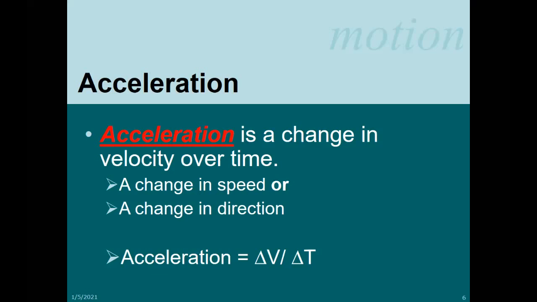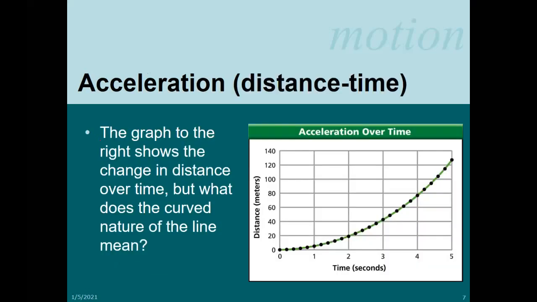Okay, so let's take a quick look at acceleration in terms of a distance time graph, what we were looking at before last class. The graph to the right here shows change in distance over time, but what you should notice here is it's not a straight line. This is a curved line, so the amount of distance covered per second is increasing. So when you see a curved line on a distance time graph, you know there's an acceleration.